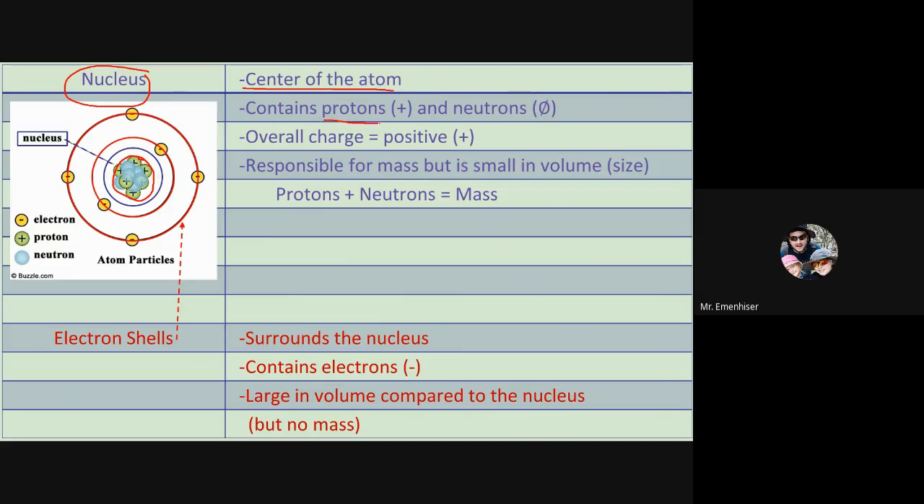It contains protons, which are positively charged, and neutrons, which have no charge. The overall charge of the nucleus is positive because protons are positive, neutrons have no charge. So the only charge in the nucleus is positive. But that positive charge in the nucleus is balanced by the electrons that are orbiting, and so the overall atom has no charge. Most atoms have no charge.